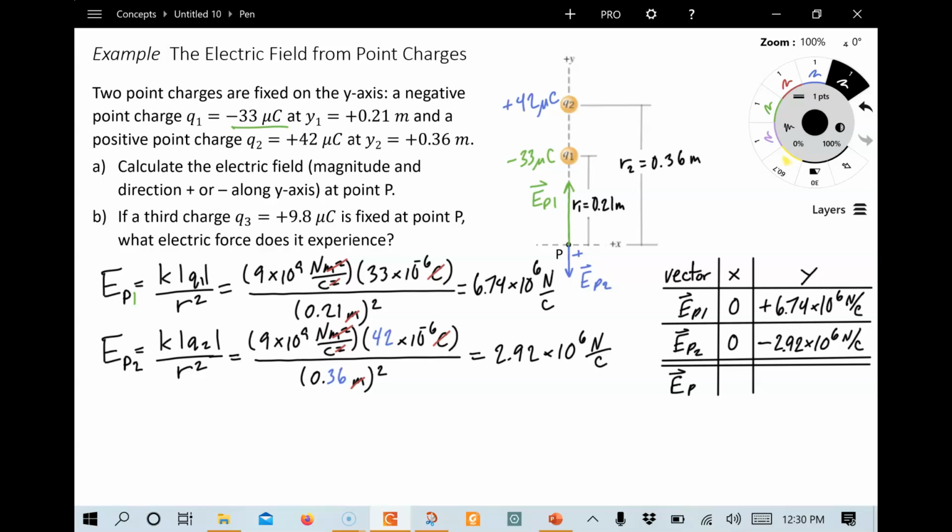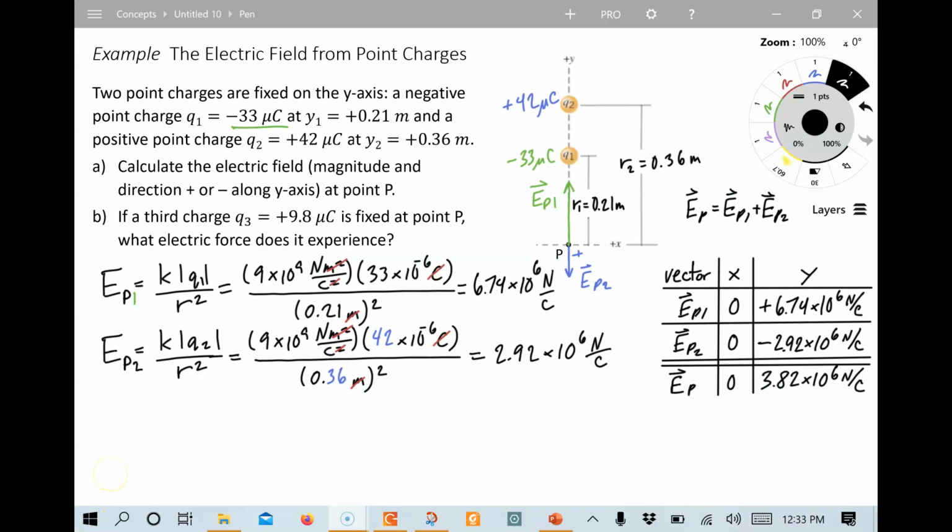And to get the net electric field, or the total electric field at point P, I need to add the components. We're doing vector addition here, right? So essentially this is what we're saying. It's the superposition principle. I need to add all the different contributions to the electric field at point P to get the total electric field. And since they're vectors, it's vector addition. Adding the x components, we get 0. And adding the y components, we get 3.82 times 10 to the 6th newtons per coulomb.